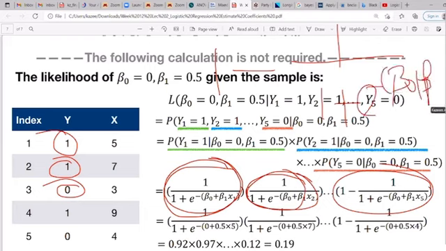Anytime the response variable is 0, you're going to say 1 minus that, because you remember that the probability function you are given is for when y equals 1. But if y equals 0, it's going to be 1 minus the whole probability, because success and failure are mutually exclusive. That is why. So when you take a look at the last one, when y equals 0, you're going to see.